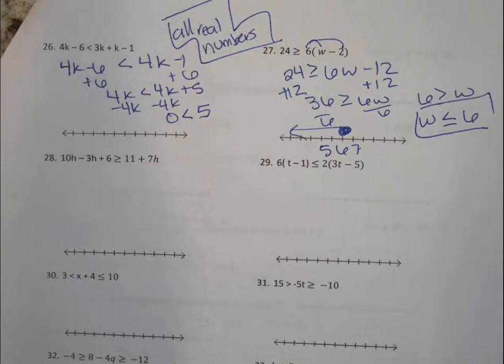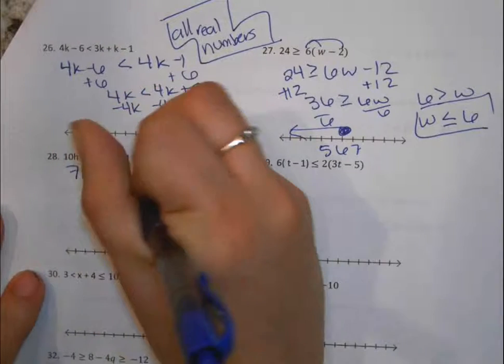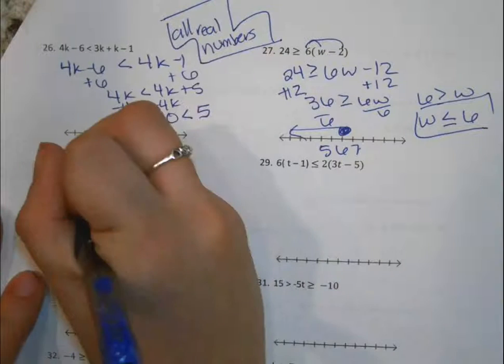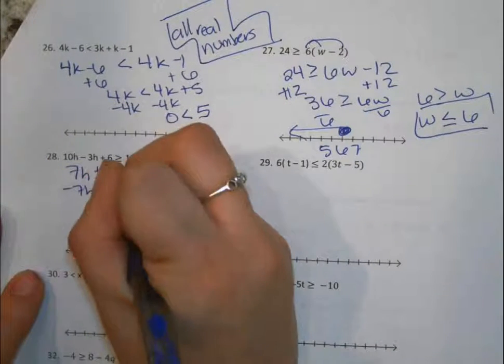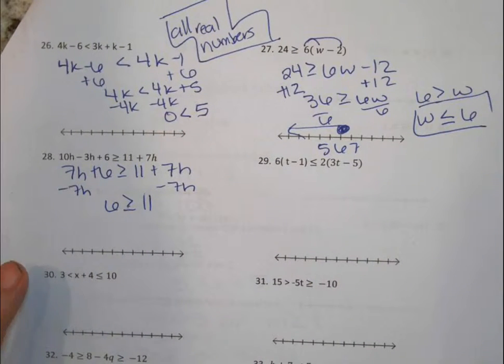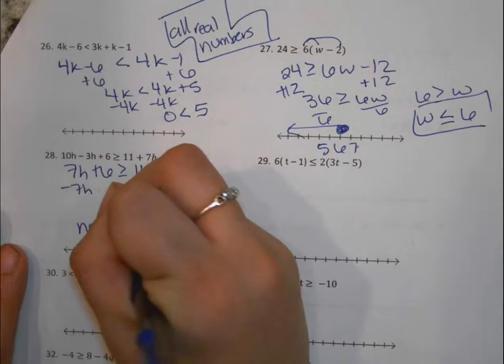28, I want to combine like terms on the right side. So 10 minus 3 is 7, h plus 6, greater than or equal to 11 plus 7h. I'm going to subtract my 7h's on both sides. And I'm left with 6 is greater than or equal to 11. 6 will never be more than 11, so my answer here is no solution.